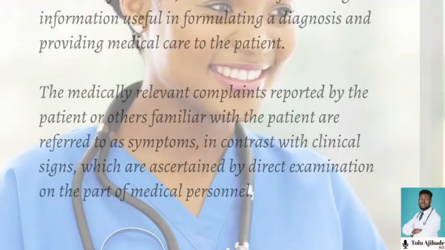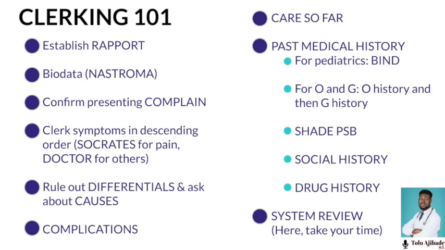So, clerking 101, the basics of clerking. I've listed this out. The first thing you need to do is establish rapport, just like I mentioned in other videos. Rapport is very important. Then you move to the biodata. There's a common acronym that I enjoy using, which is Nostroma, which makes it very easy to go through the biodata almost reflexively, like you just do it without even thinking about it so much.